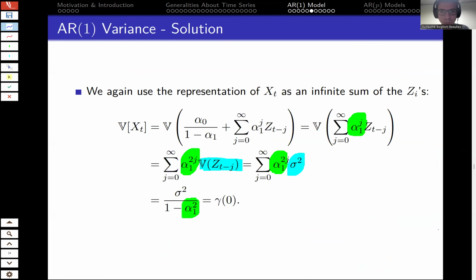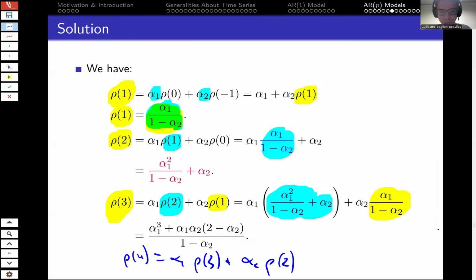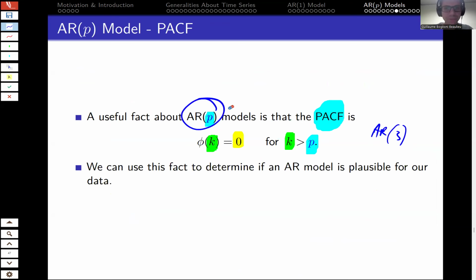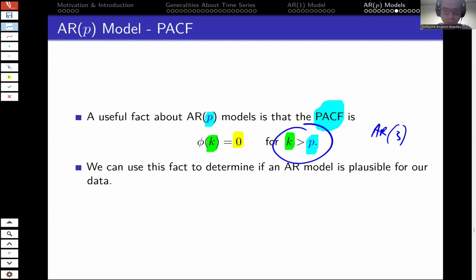This is something you really need to know. For an AR(p), the partial autocorrelation will be 0 for all the lags that exceed p, that exceed the order of the autoregression. And that's important because in practice, you can leverage this fact to choose the order of your AR(p) model, to choose p. Because if you have time series data and you say, okay, I'm going to try to fit the AR model to it, well, what p should you choose?